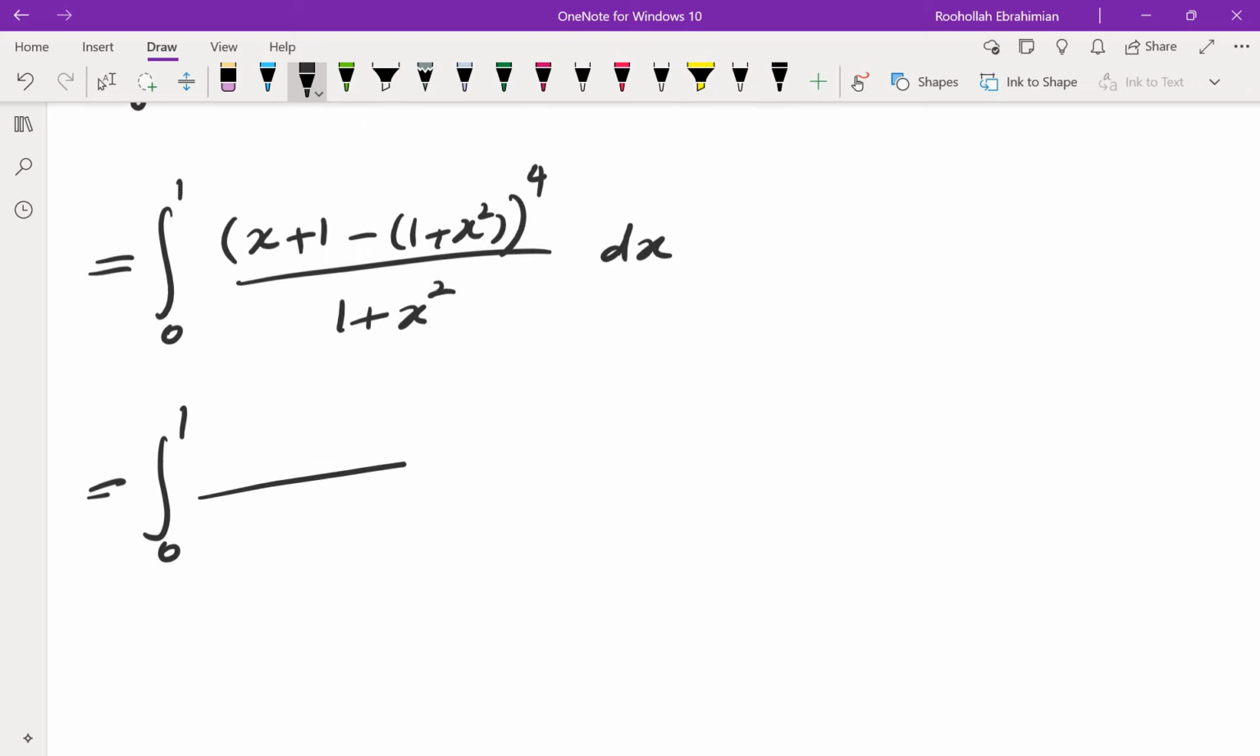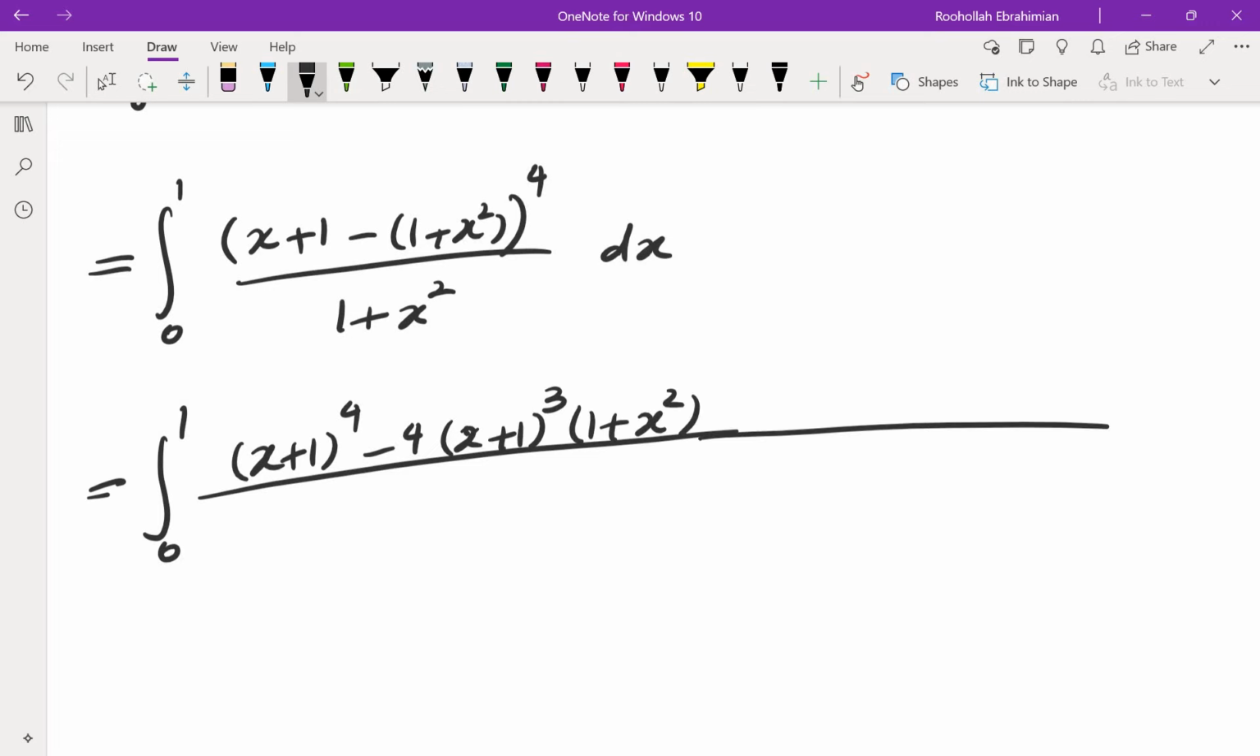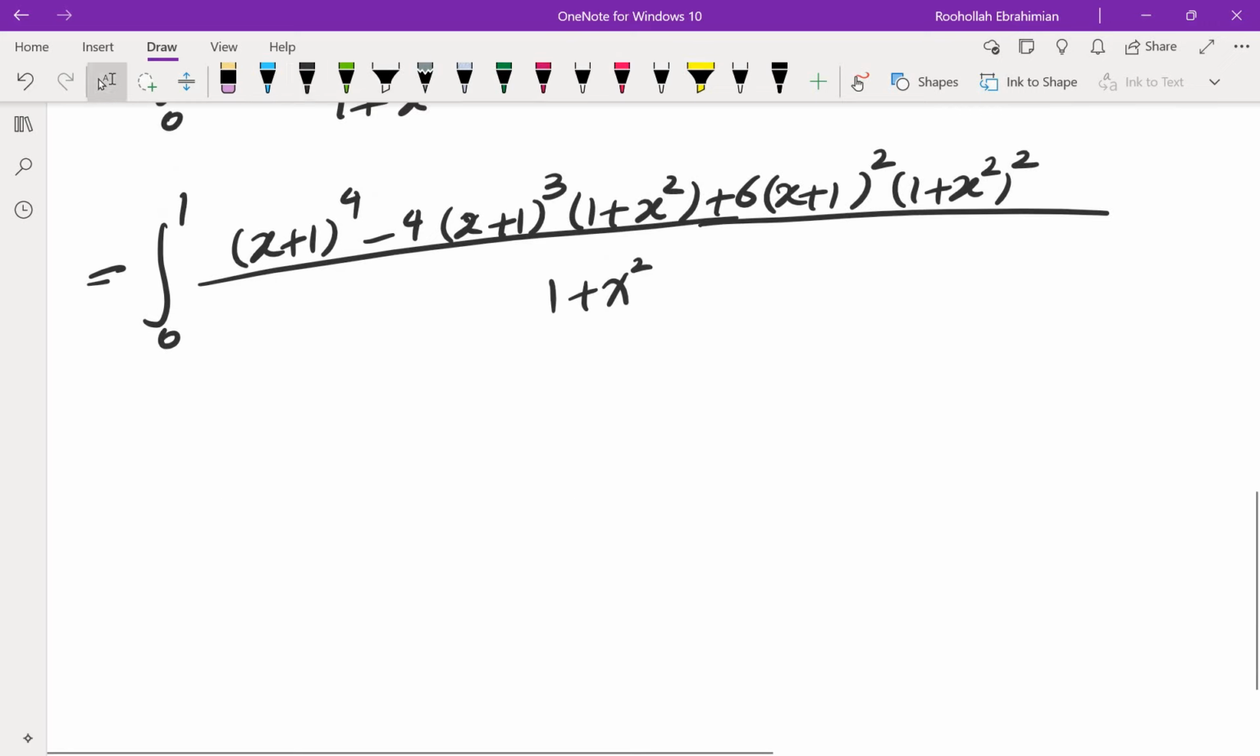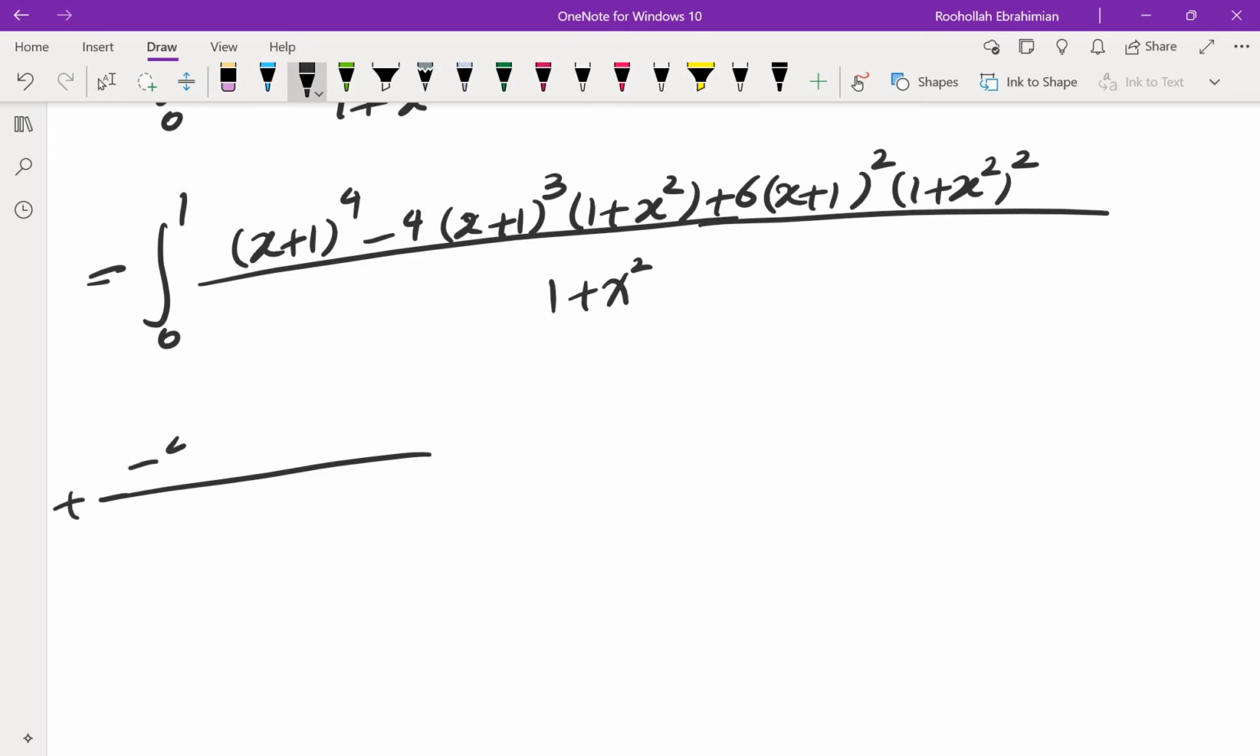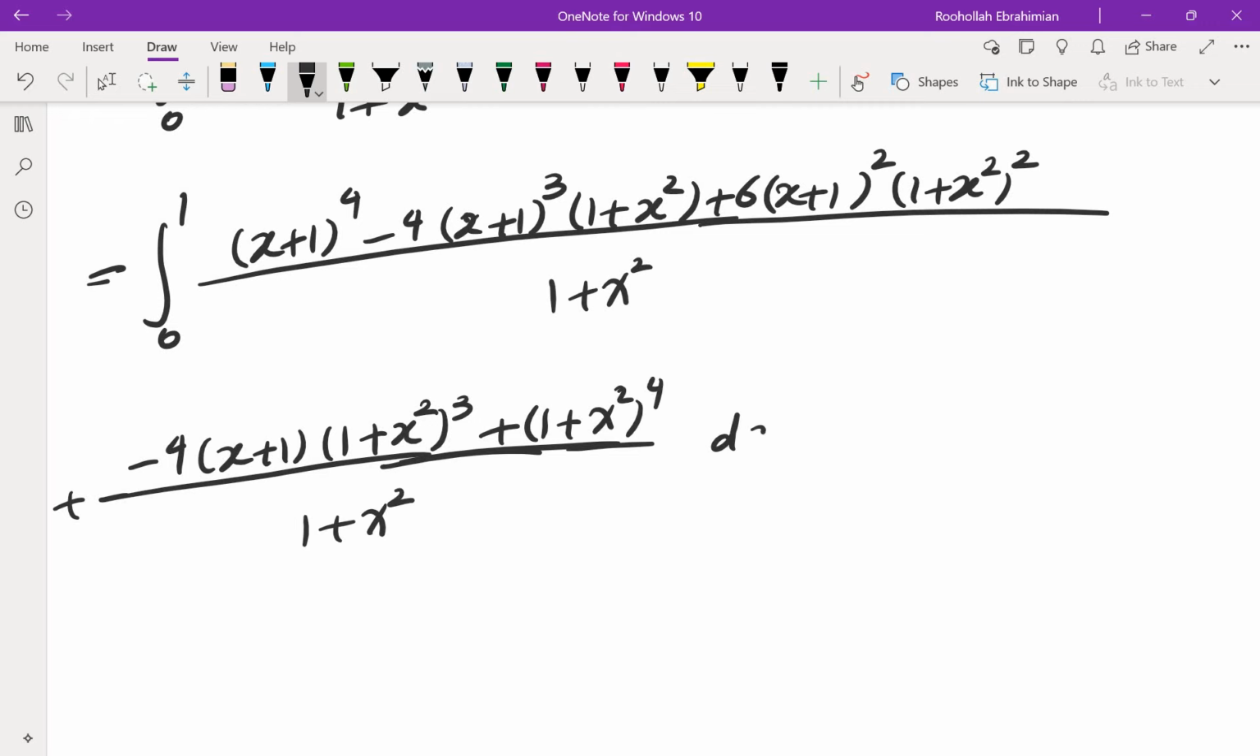If you expand the numerator using the binomial formula, we get (x plus 1) to the fourth, minus 4 (x plus 1) cubed (1 plus x squared), plus 6 (x plus 1) squared (1 plus x squared) squared, minus 4 (x plus 1) (1 plus x squared) cubed, and then finally plus (1 plus x squared) to the fourth, over 1 plus x squared dx.